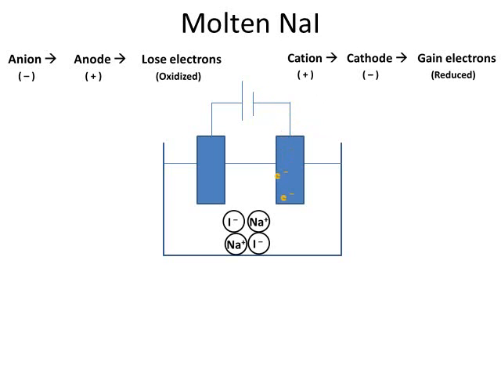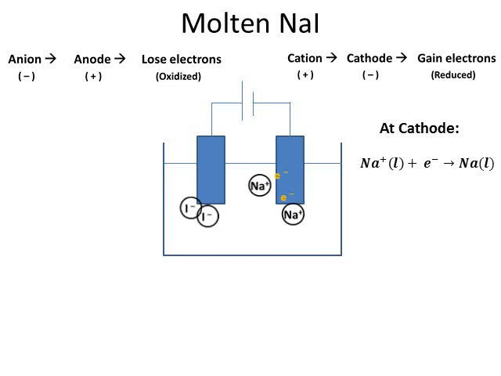Electrons come out from the battery to the cathode. The cations are attracted to the cathode and the anions are attracted to the anode. So at the cathode, the equation is Na+ + e- giving Na in the liquid state. Why is it in a liquid state? Because it's molten, the temperature is very high.